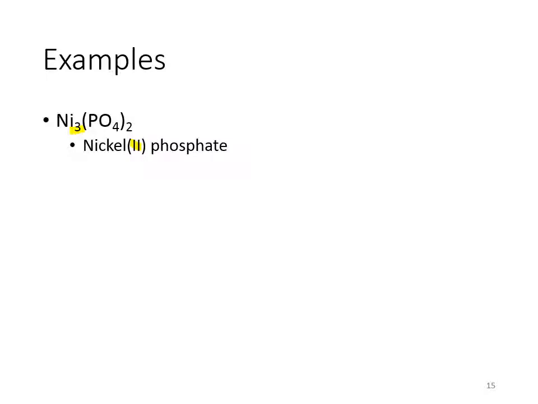The number of units of metal represented by the subscript is determined by how many nickels you need to balance out the negative charges from the anion. In this case, we needed 3 of those for every 2 phosphates so we can get a charge of 0.